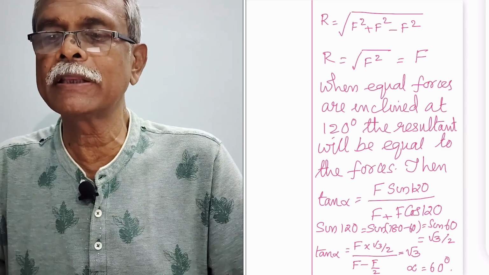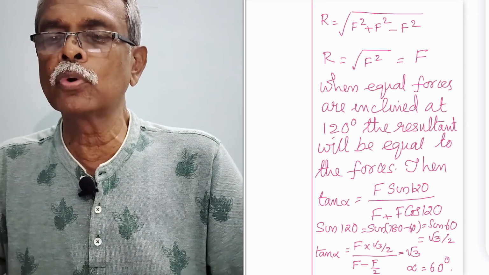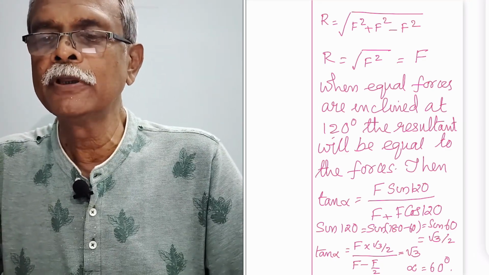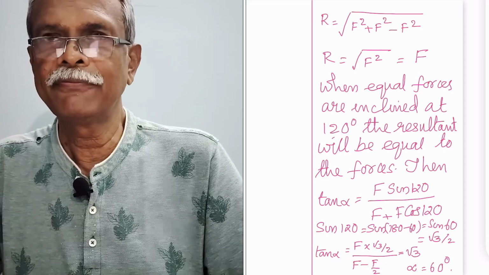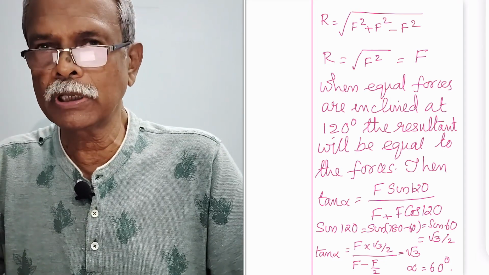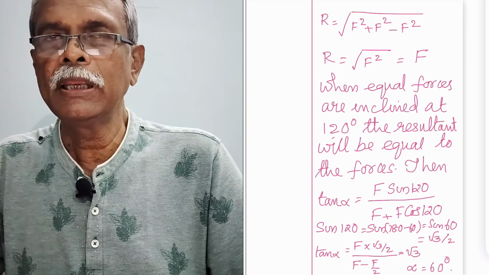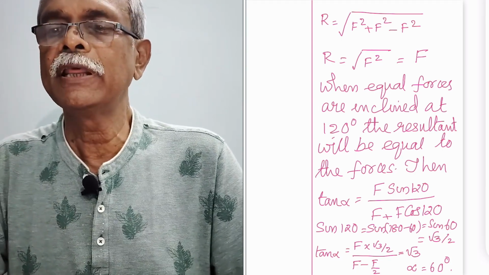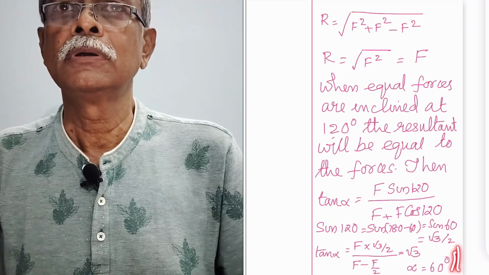Otherwise, we have to write this as P into root 3 by 2 divided by P plus Q into minus half. Tan alpha is equal to root 3. Tan 60 is root 3, therefore alpha is equal to 60 degree. That is all.